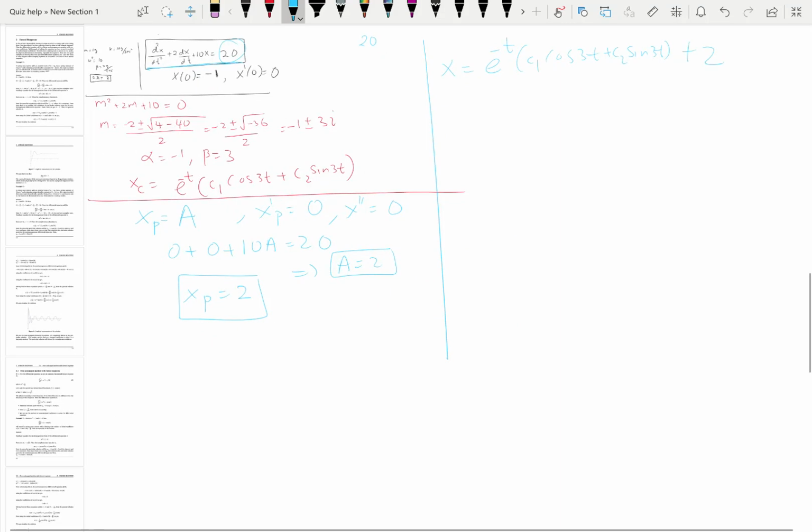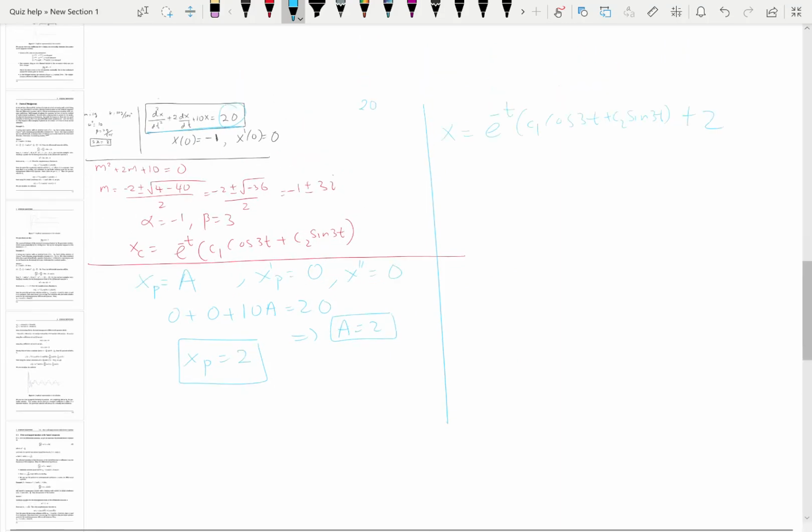Okay, now what we have to do is use the initial conditions. When t is equal to 0, x is -1. So -1, when t is equal to 0, this term is 1. C1, cosine 0 is 1, sine 0 is 0. So it's C1 plus 2 here. Okay, so C1 is going to be -3. Now to find C2, we have to use the second condition.